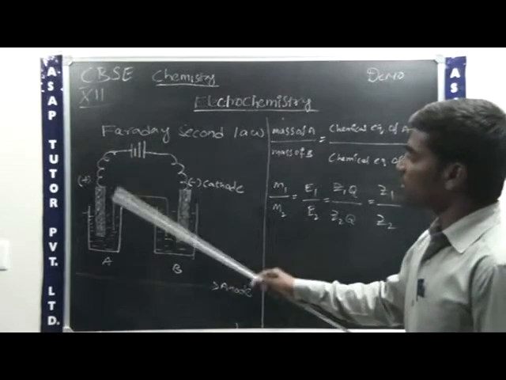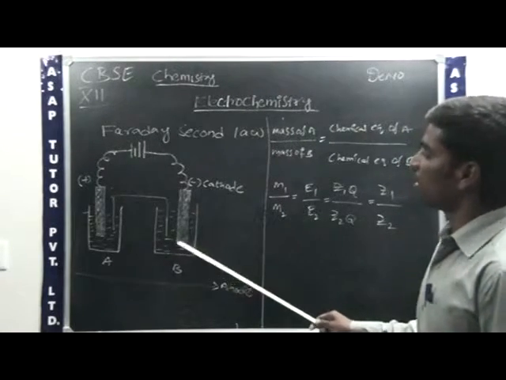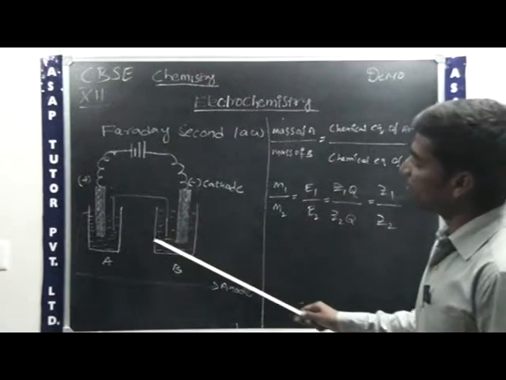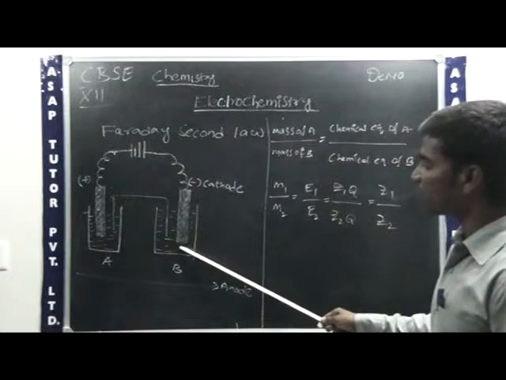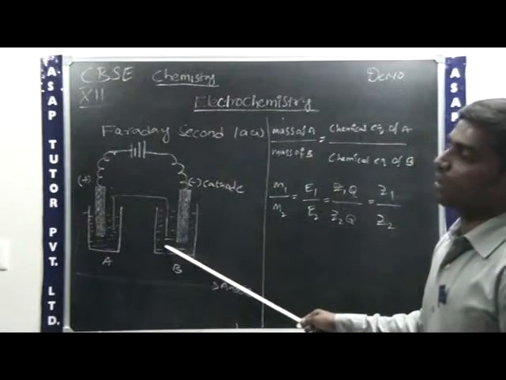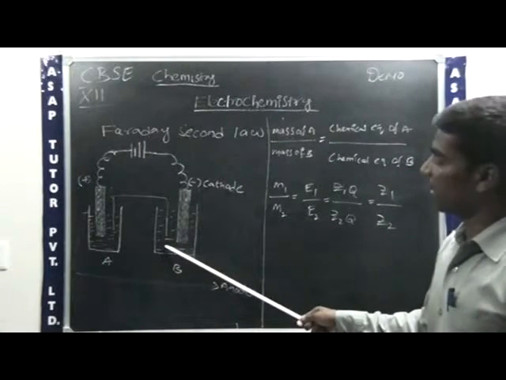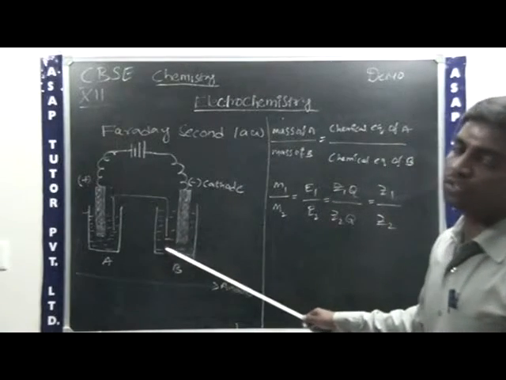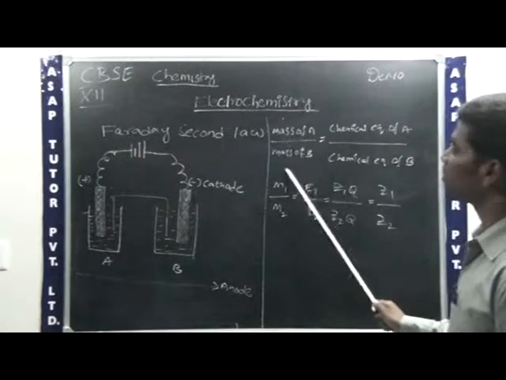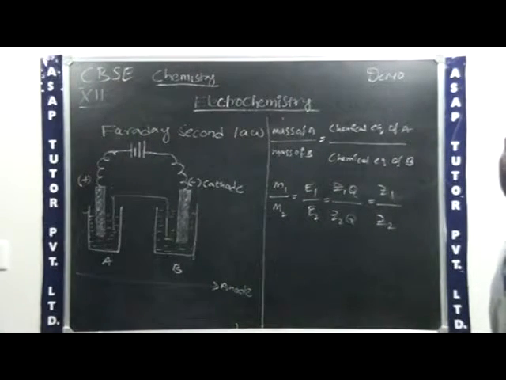When the same current passes through different electrolytic solutions, the deposit of metal or the product at the cathode is directly proportional to the chemical equivalent weight of the electrolytic solution. That is the mass of this solution. Okay?